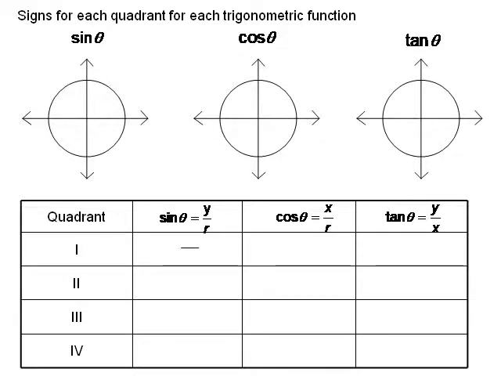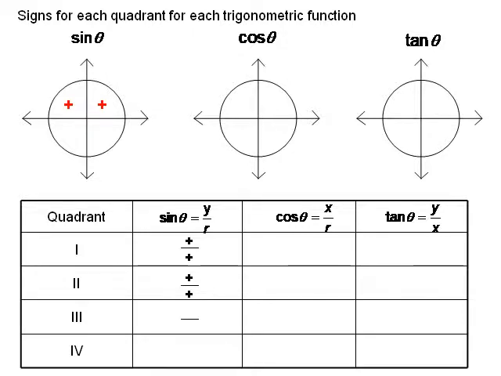So in first quadrant, remember y is positive, and our r of a unit circle is always positive. So we have positive over a positive, which is going to equal a positive. In quadrant 2, y values are still positive, r values are always positive, so a positive divided by a positive is a positive. So an angle terminating in second quadrant, the sine of the angle will be positive.